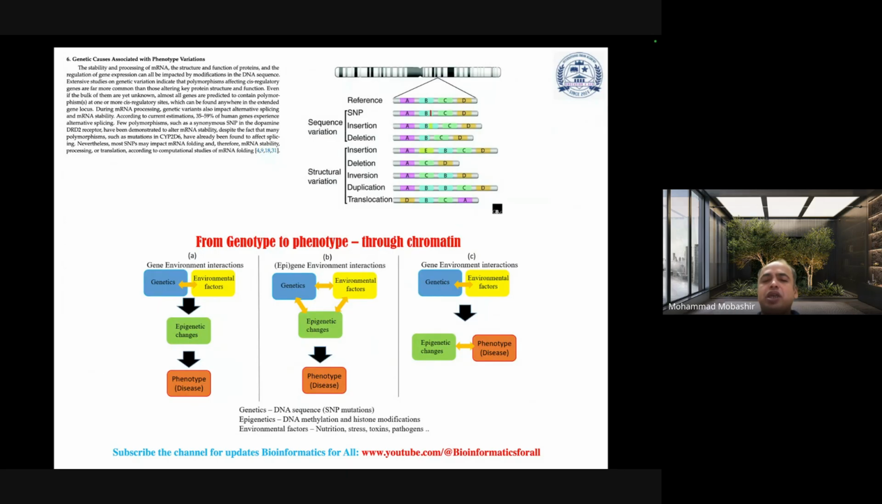Then you need to think about what SNPs are associated, what methylation and histone modifications are associated. If you are looking at the environmental factors, then nutrition, stress, toxins, and pathogens, and the exposure of the patient to a certain environment, you can also look for it.